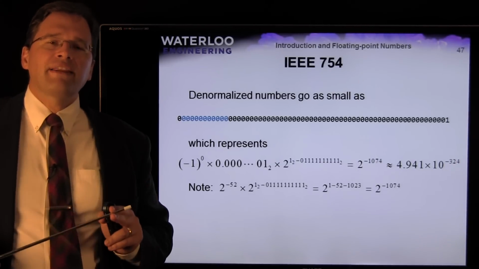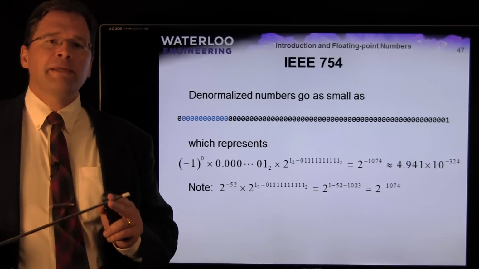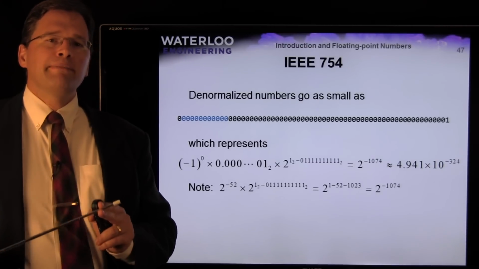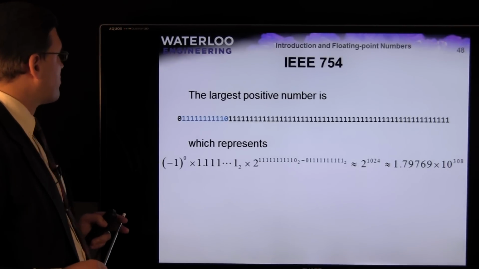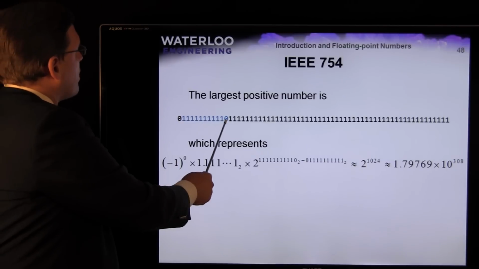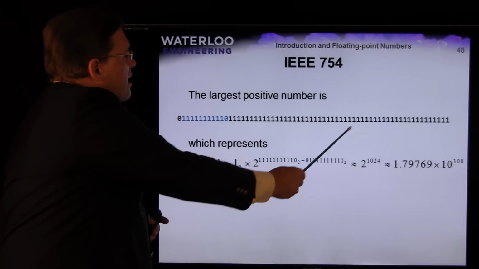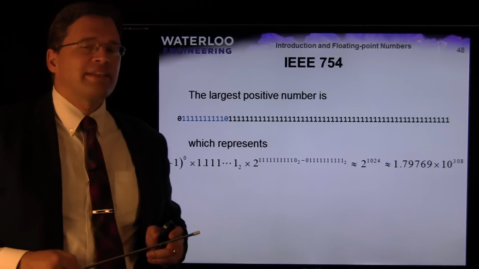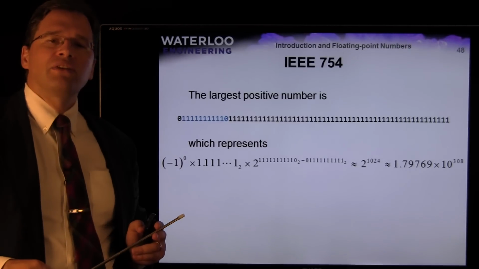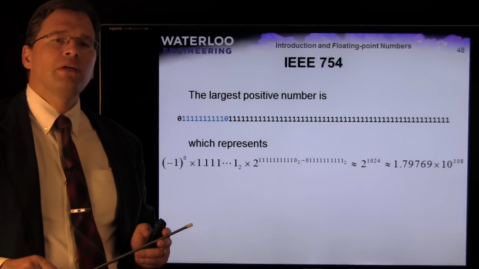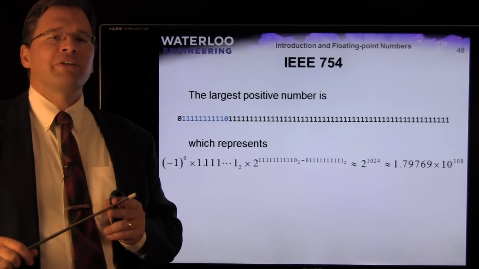So again, these are in the floating point specification, and every single system that implements doubles must implement them in this format. The largest positive number is all ones except in the last location, followed by all ones. This is essentially 2 to the 1024, which is approximately 2 times 10 to the 308. So we have a very, very large range on which we can represent numbers.